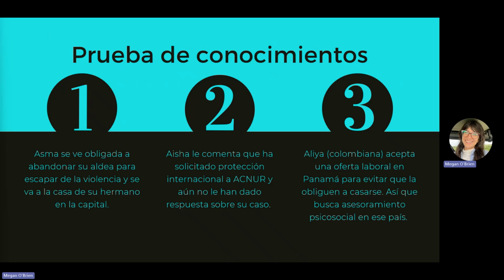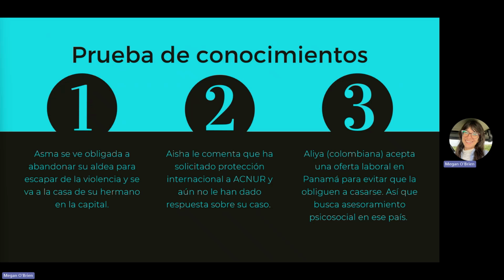Aisha tells you that she has asked for international protection from UNHCR. She says they've not yet given her an answer about her case. How would you classify Aisha's displacement status? If you said asylum seeker, you are once again correct. An asylum seeker is an individual who is seeking international protection, but who has not yet had a final decision made on their claim. Again, not every asylum seeker will ultimately be recognized as a refugee, but every refugee has initially been an asylum seeker.